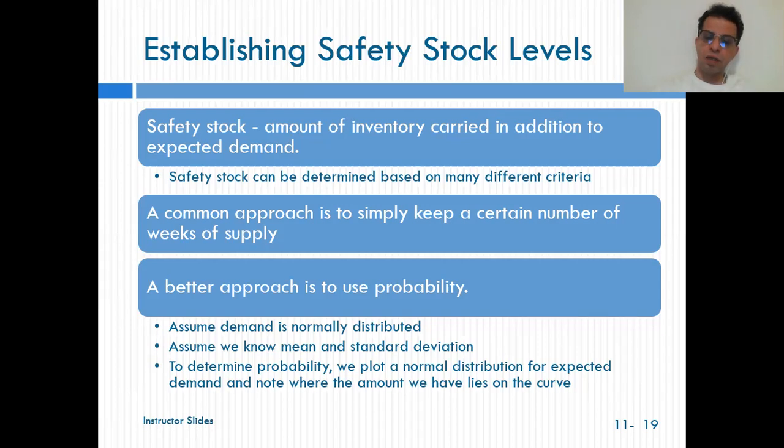Basically what's done is to assume that demand is normally distributed and assume we know the mean and the standard deviation to determine the probability. We plot a normal distribution for expected demand, and we note where the amount we have lies on the curve. So we have the standard deviation this way and this way, and we want to keep it in a safe zone.